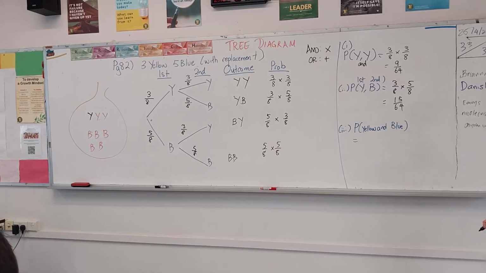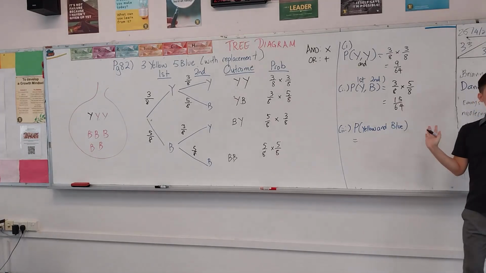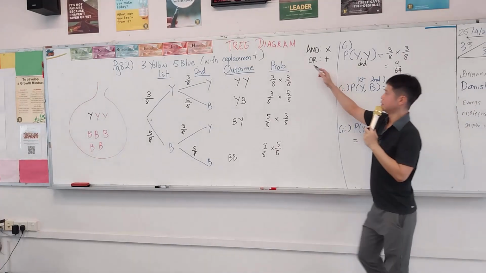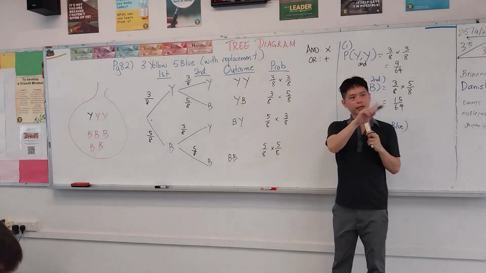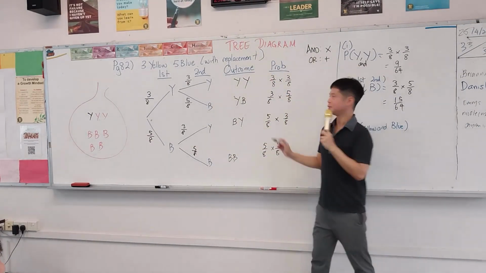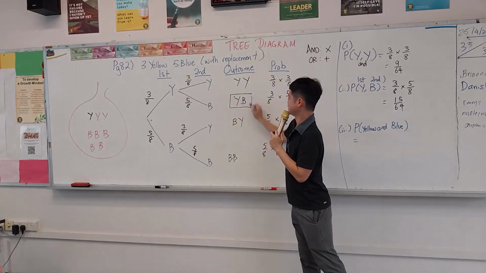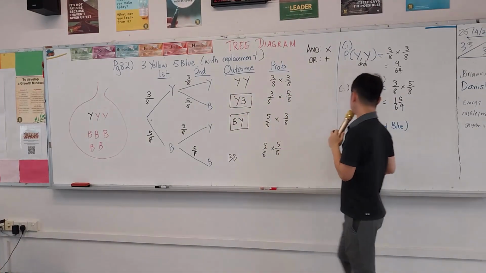Second one? I want a yellow and a blue. But they never say which one first, which one second. As long as you have yellow and blue, it counts. So look at this outcome here, which is why it's useful to write this. Which one has a yellow and blue inside? Yes, the second and the third one. So I need these two.